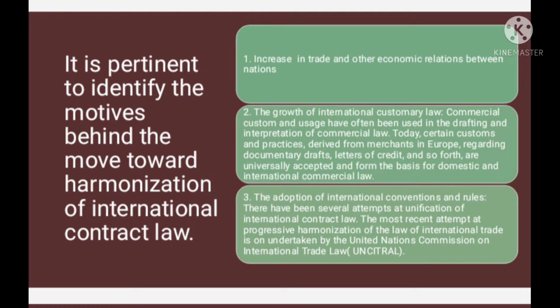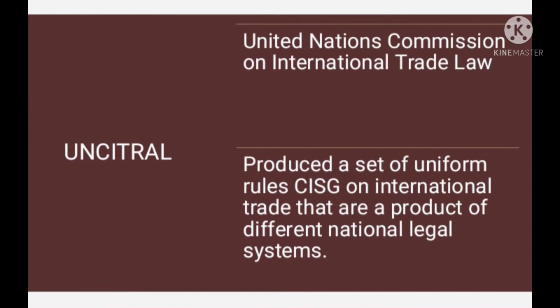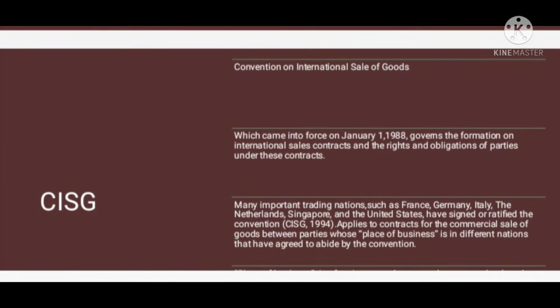The most recent attempt at progressive harmonization of the law of international trade is undertaken by the United Nations Commission on International Trade Law. The United Nations Commission on International Trade Law produced a set of uniform rules, CISG, on international trade that are a product of different national legal systems. The Convention on International Sale of Goods, which came into force on January 1, 1988, governs the formation of international sales contracts and the rights and obligations of parties under these contracts.